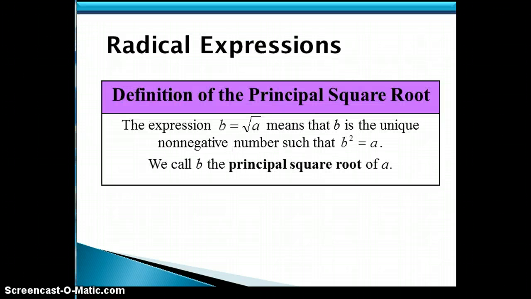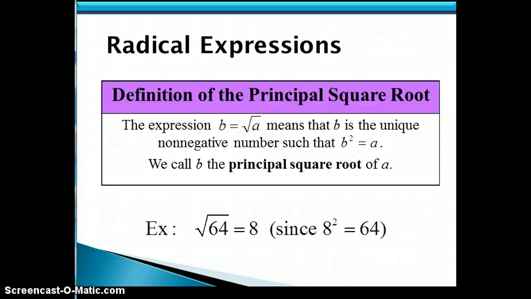One example of a radical expression is the square root. The expression b equals the square root of a means that b is the unique non-negative number such that b squared is equal to a. We call b the principal square root of a. So for example, the square root of 64 is equal to 8, since 8 is that unique non-negative number such that when I square 8, the result is 64.